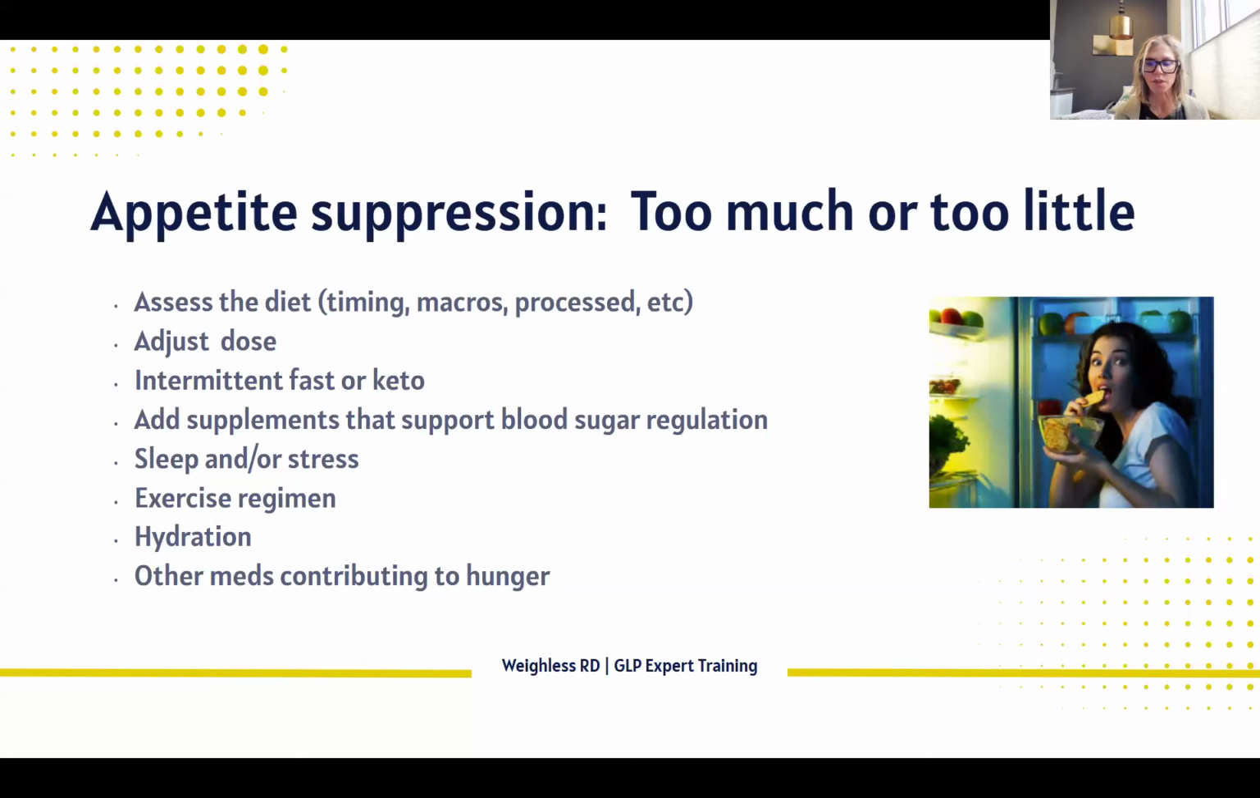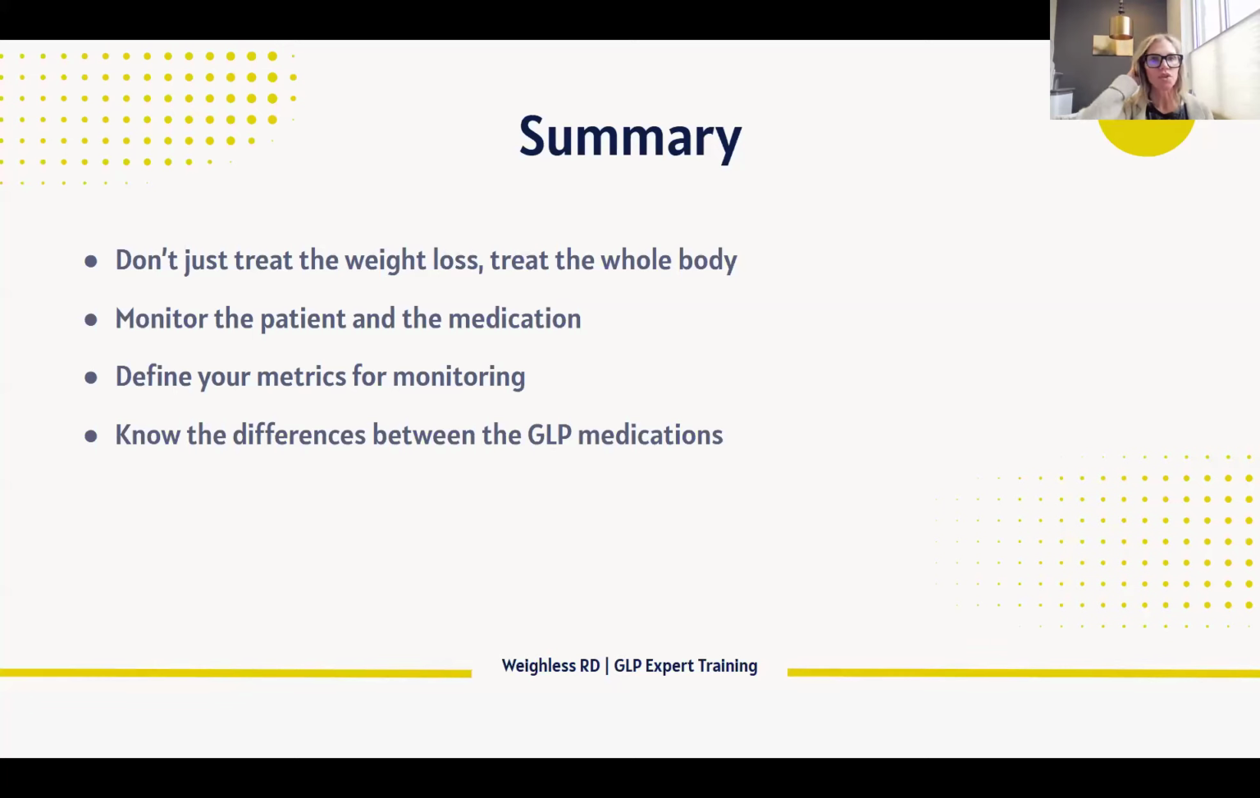I will talk more about this, but if they're on certain medications for their weight and they start losing weight, they need to be having these conversations with their doctor about adjustments. Okay, so summary, don't just treat the weight loss, treat the whole body. Monitor patients. We also have to monitor the medication because it's such a huge part of it. Define your metrics for monitoring and really know the differences between all the GLP medications because there are lots of different nuances and ways of doing things. And just because somebody was on semaglutide and did horribly doesn't rule them out. I mean, you can get them to work on other things and they could start it again and they would be perfectly fine.